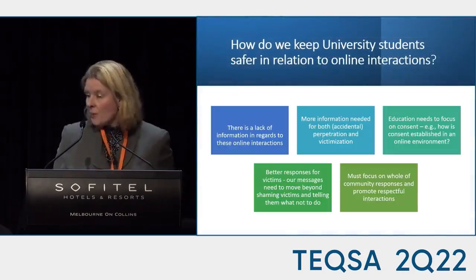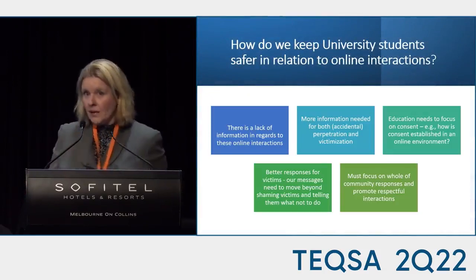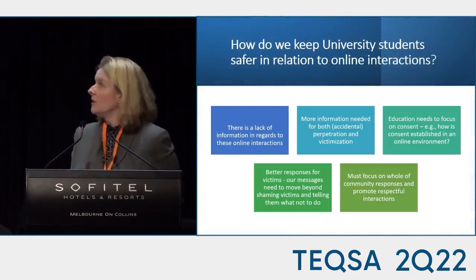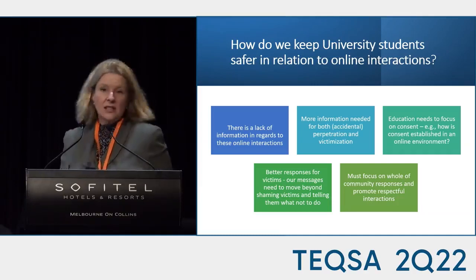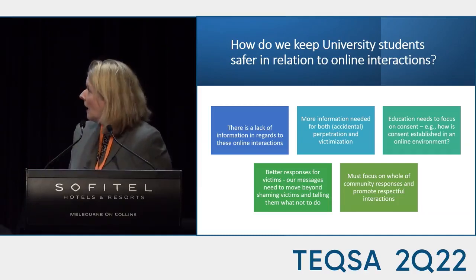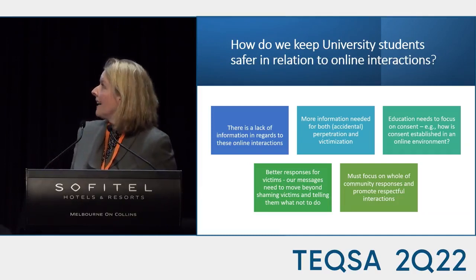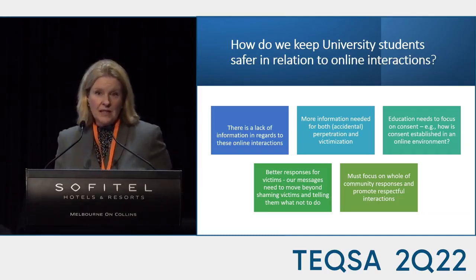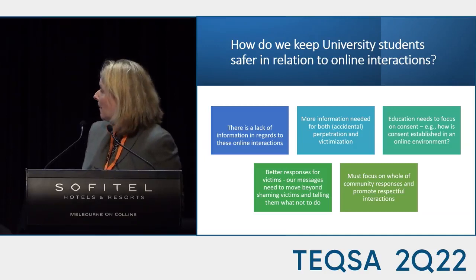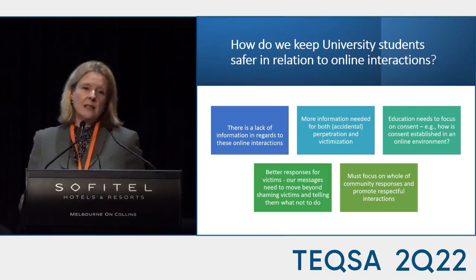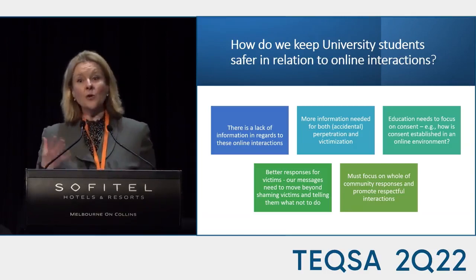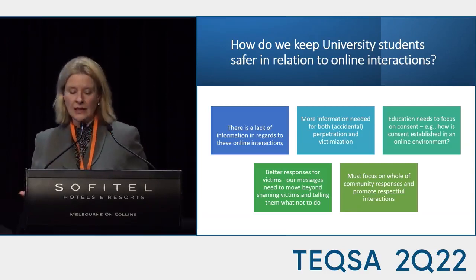What we do know in terms of the online space, and particularly at university, is that currently there is a lack of information in regards to these online interactions. We need more information for both accidental perpetration and victimization of these behaviors. Education needs to focus on consent, and particularly how consent is established online. So how do young people negotiate online consent?